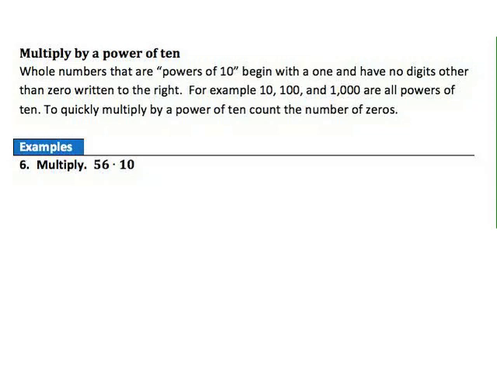In example 6, I'm multiplying 56 times 10. Well, let's look at the power of 10. Power of 10 in this case is just 10. How many zeros does it have? It has 1 zero. So all I have to do is take 56 and add 1 zero to it to give me an answer of 560 when I multiply 56 times 10.